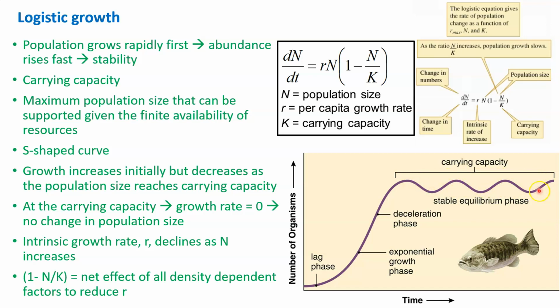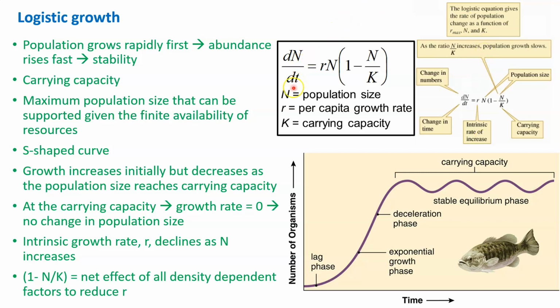Now, at the carrying capacity, not here, right over here, the growth rate is effectively zero, right? So, as a result, no change happens to the population size. And the intrinsic growth rate R declines as the number of individuals, number of organisms in the population, increases, right?